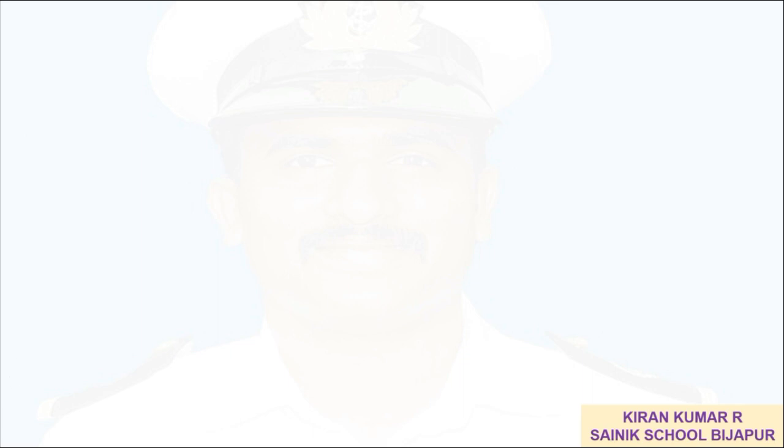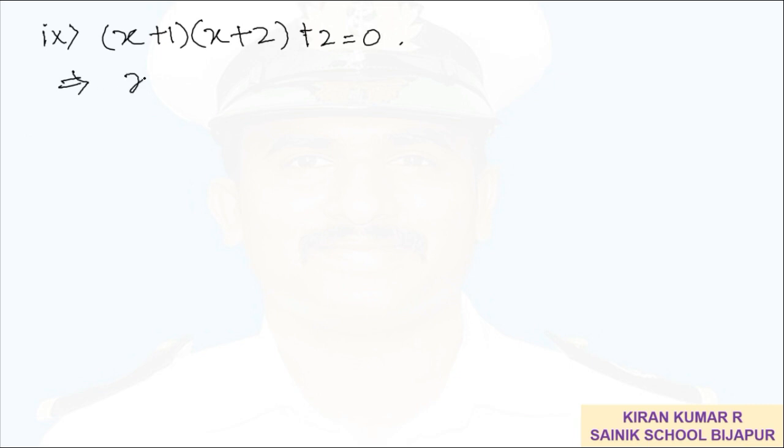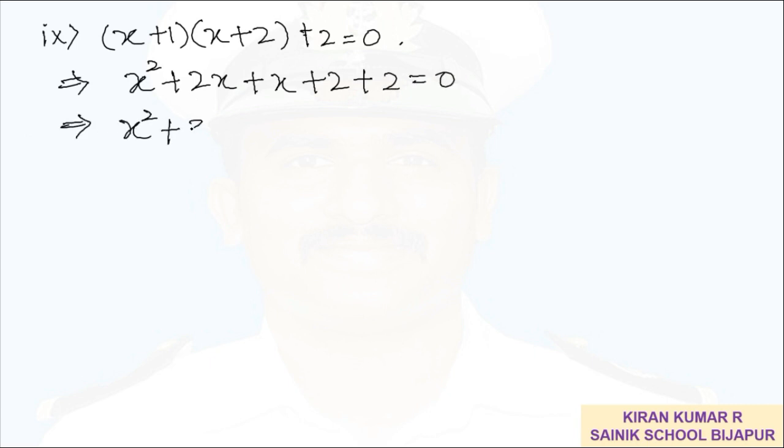Next we have question 9. The 9th question is (x plus 1) multiplied by (x plus 2) equal to 0. Again, this is not in a standard format. Let's make that. So let me multiply these two terms. So I get x squared plus 2x plus 1 multiplied, we get x plus 2 equal to 0. This implies x squared plus 3x plus 4 equal to 0.